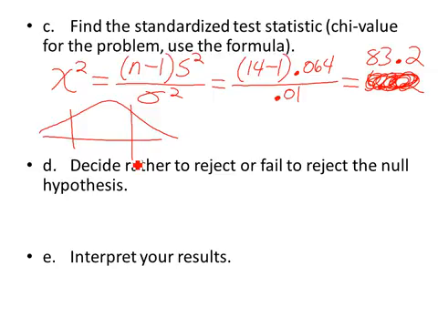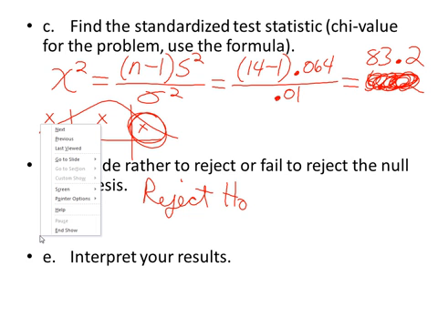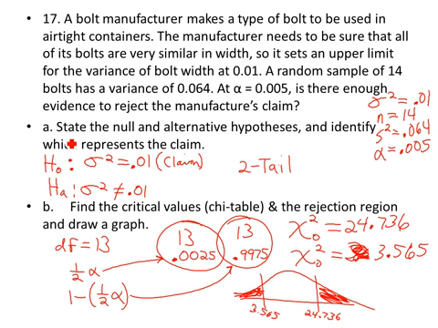Is that gonna fall here, here, or here? Left, right, or middle? Right? So it's gonna be over here. So what's that tell us to do? So we reject the null. Well, if we reject the null, what was the null again? The null was their claim of 0.01, right?